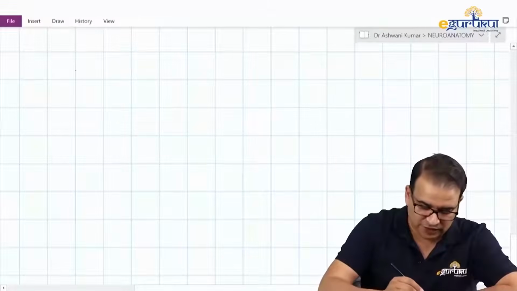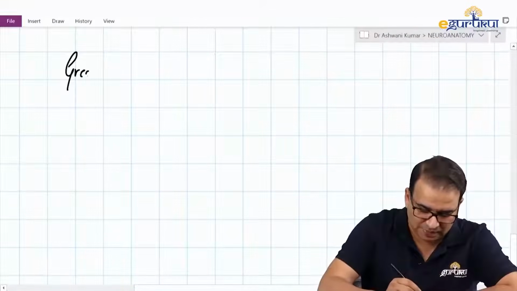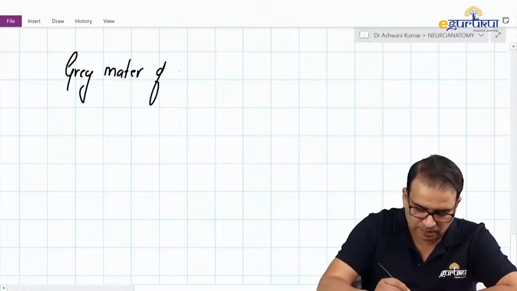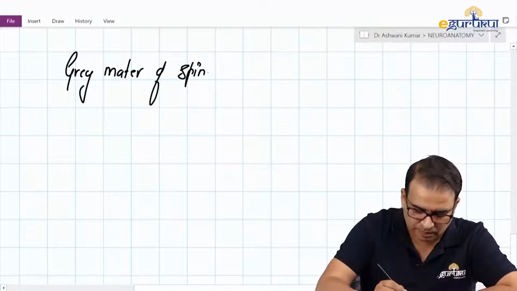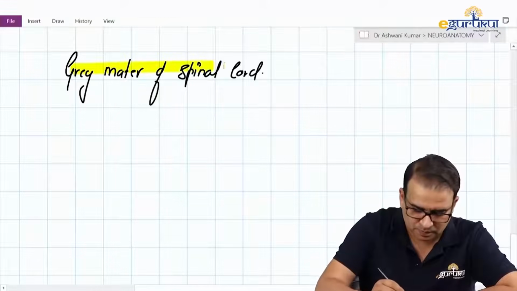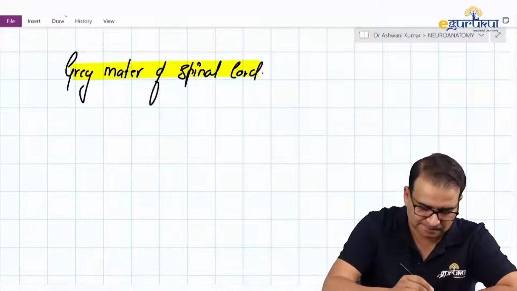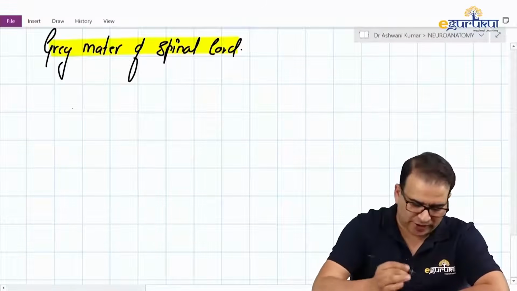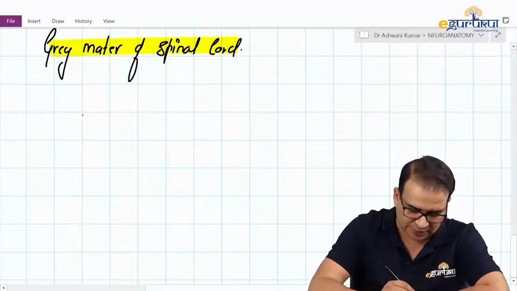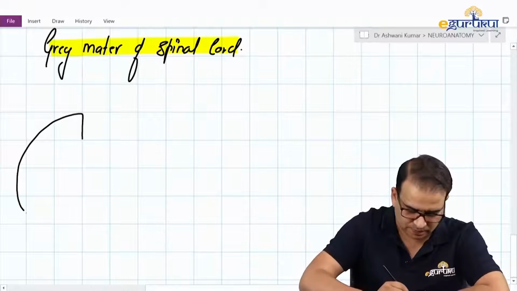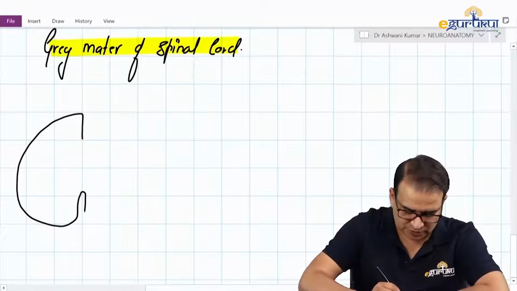So in the internal feature, we're first going to start with the gray matter of the spinal cord. I would request you to draw it more toward the left side of the page, guys. Once again, I'm drawing the transverse section.